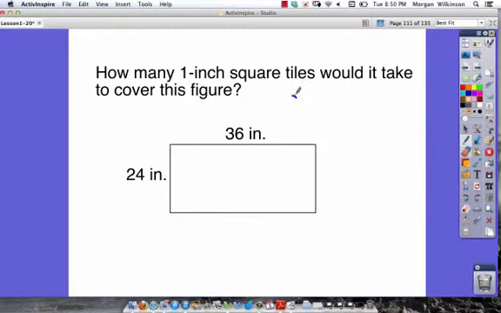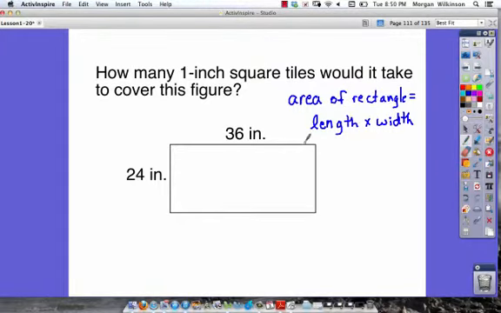Now, what we need to know is that the area of a rectangle is always going to be equal to the length times the width, always. The length is the long part going across horizontally, and the width is the vertical part going up and down. So if area of a rectangle is always equal to length times width, we could figure out how many 1-inch square tiles it would take to cover this figure by multiplying 36, the length, times the width of 24.